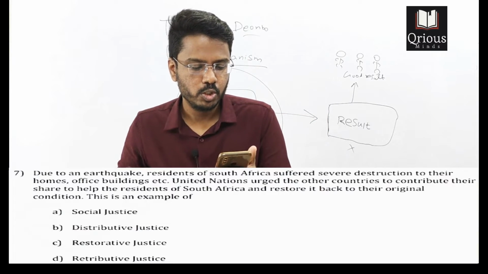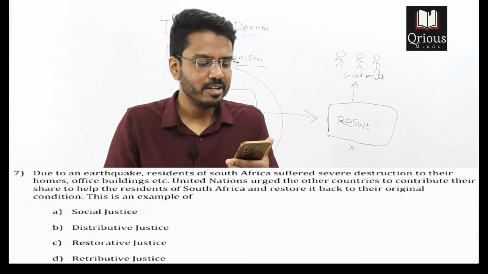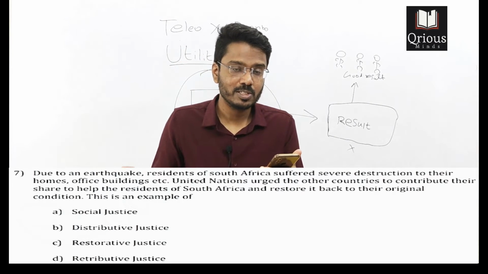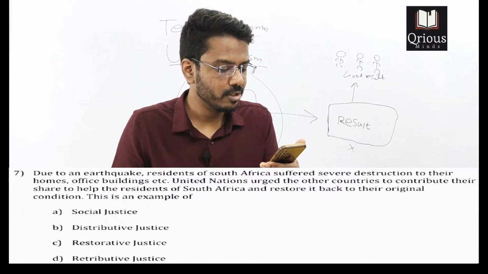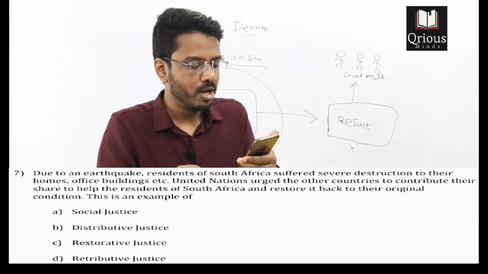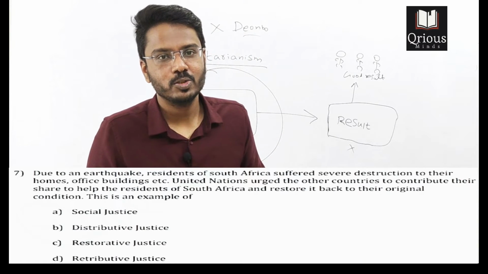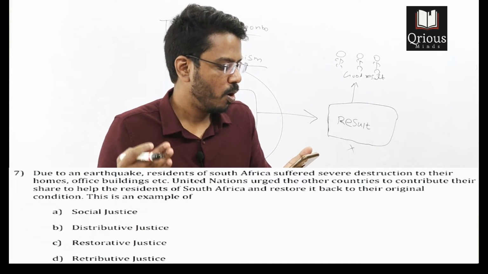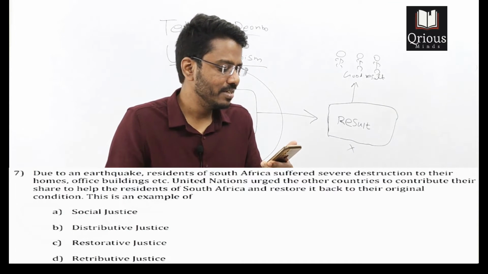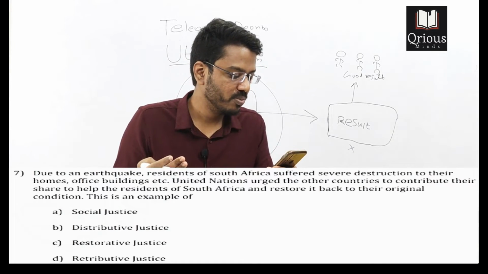Question number 7. Due to an earthquake, residents of South Africa suffered severe destruction to their homes, office buildings, etc. United Nations urged the other countries to contribute their share to help the residents of South Africa and restore it back to their original condition. This is an example of option A, social justice, B, distributive justice, C, restorative justice, and D, retributive justice.